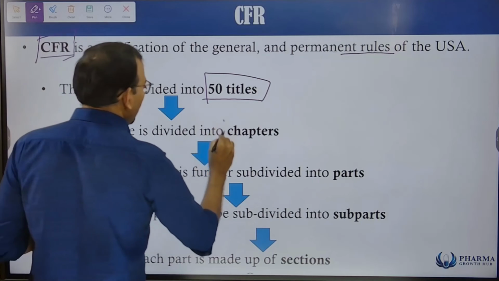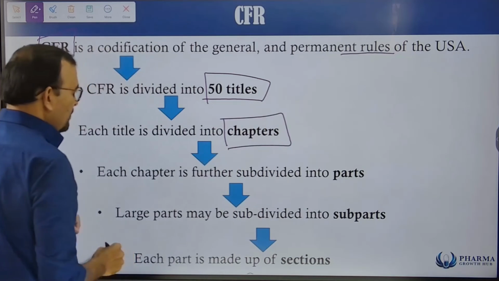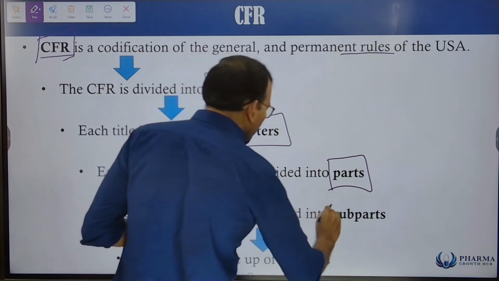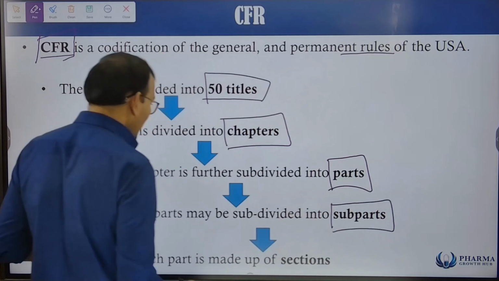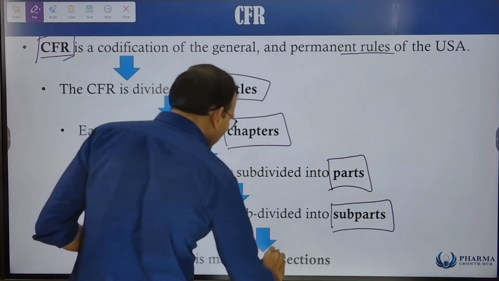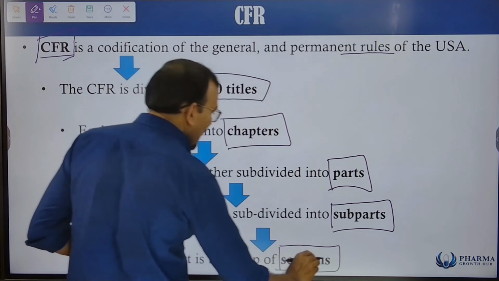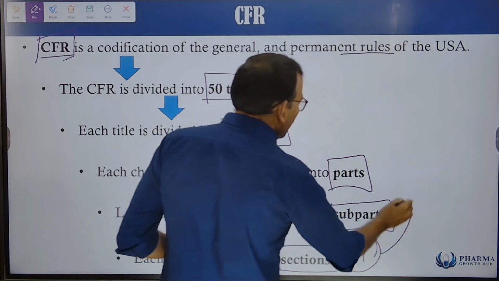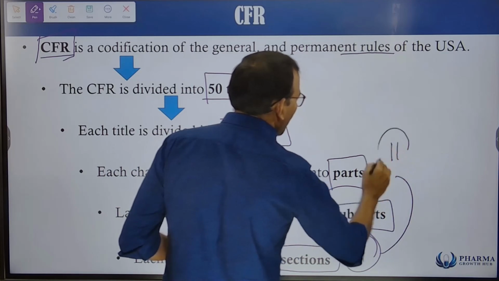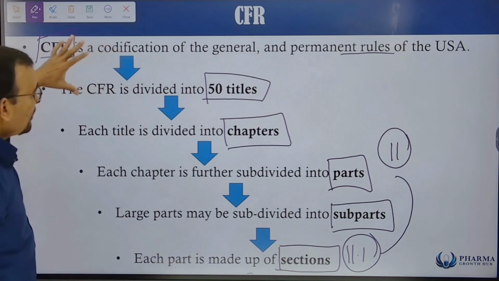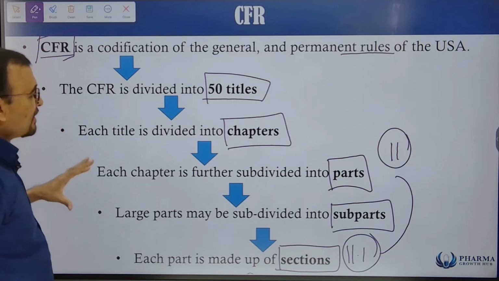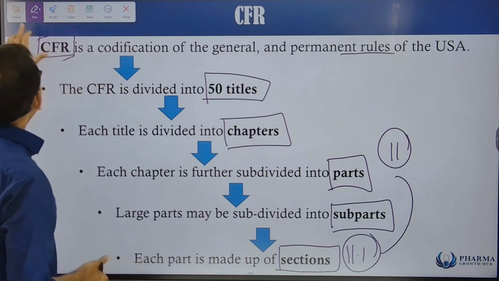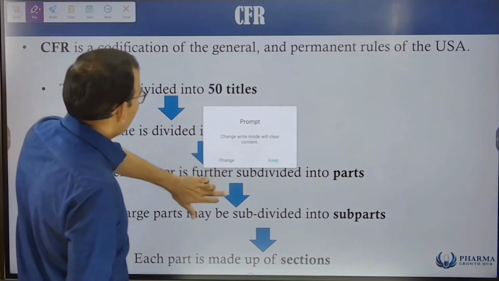Then each title is divided into different chapters. Then each chapter is divided into parts. Then each part, if it is so big, can be subdivided into subparts. And then the parts or subparts will have different sections within them. Like we talked about 11.1, a section within part number 11, right? So this is very important to understand how to read these different laws and how these laws get codified by the CFR rules and regulations.